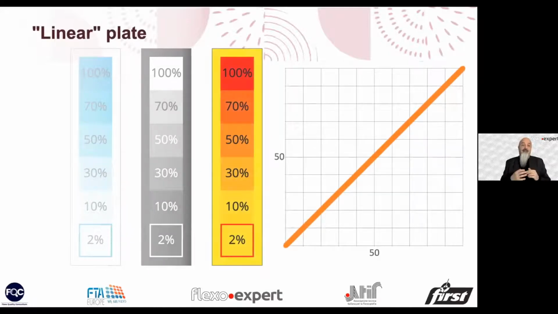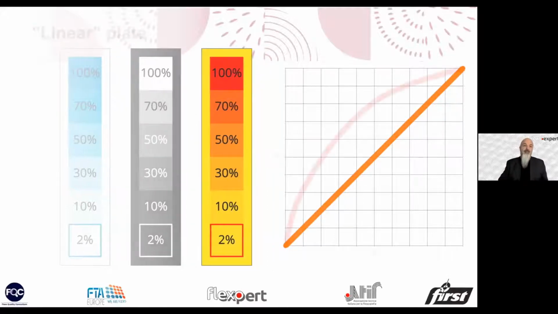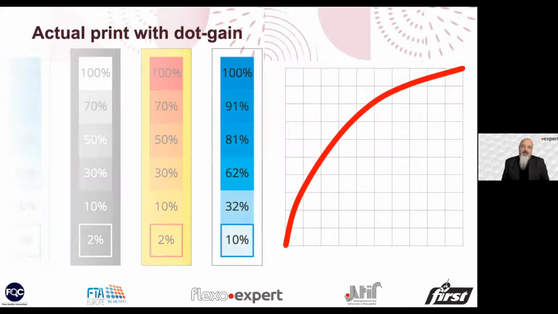So the first step is typically to produce what we call a linear plate without any tonal value adjustment, where 10 is 10, 50 is 50, 70 is 70. So a 50% dot area on a linear plate will have half printable surface with dots that can receive and transfer ink and half non-printable voids. We print our linear plate and we measure and we evaluate the results. This is what we call actual print or uncompensated print from a linear plate.